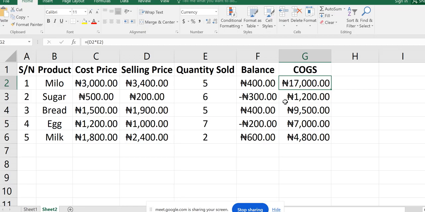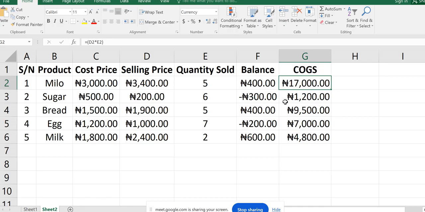So you observe we are getting to it now. We are creating a balance sheet already. We already have cost of goods sold created. We have our balance. Now, do you know we need to readjust this balance? Yes or no?